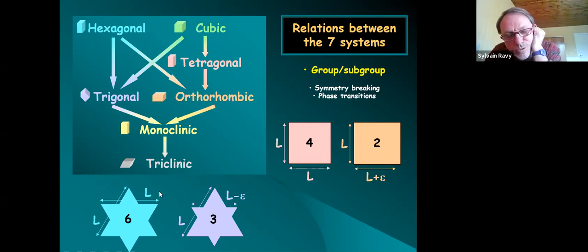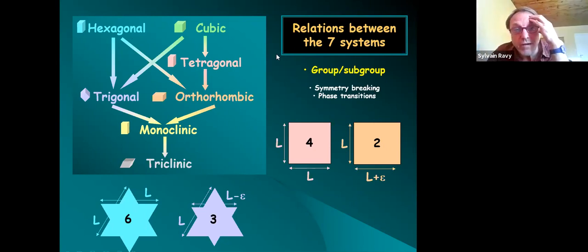You have the same example here, I mean the same continuous process. Here you have 2 triangles, which form a star of 6-fold symmetry, and then you shrink one triangle continuously again, and you go from hexagonal symmetry to trigonal symmetry in a continuous way. And this continuous way, of course, is related to second-order phase transformation.